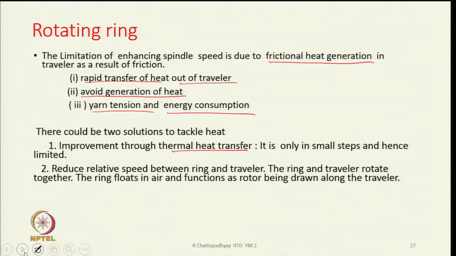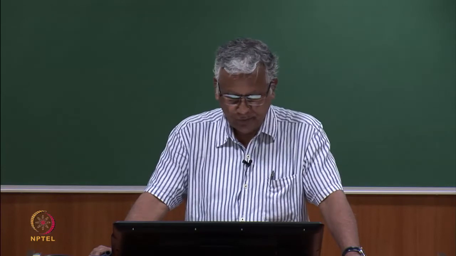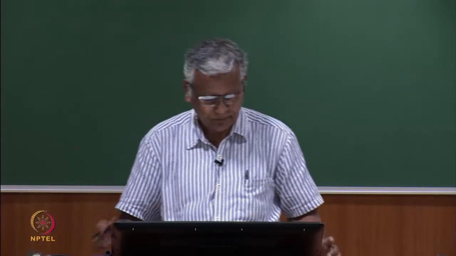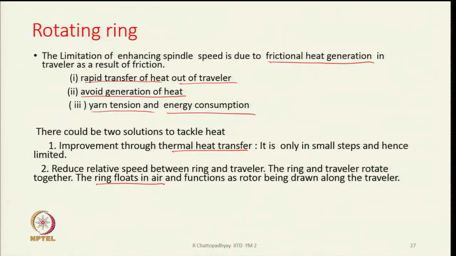The ring and the traveler rotate together; the ring floats in air and functions as a rotor being drawn along by the traveler. So, what we can do is that the ring does not remain stationary, but we allow the ring to also rotate. If the traveler and the ring both rotate together, then the relative speed between them will be less, and as a result the frictional heat generation will be less. The ring is placed in a pressurized air chamber, so that it actually floats and functions as a rotor being drawn along by the traveler.